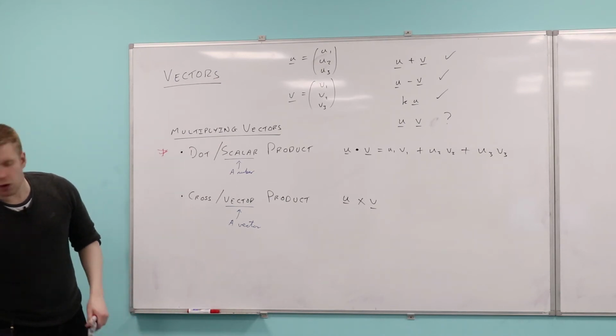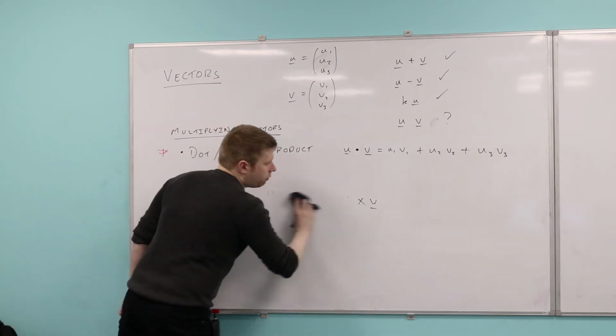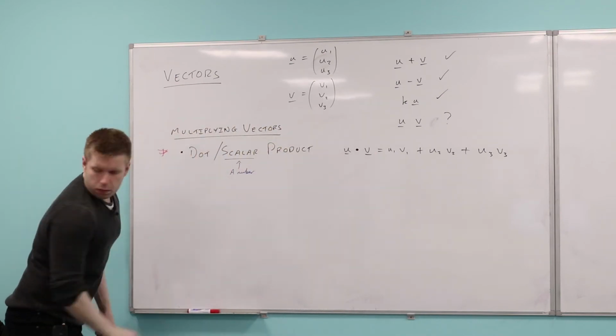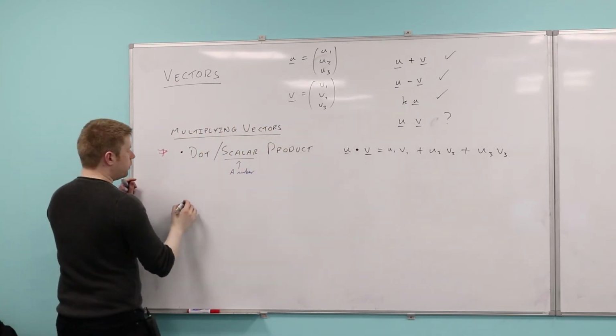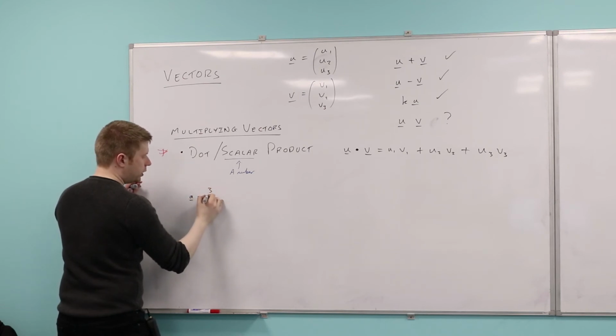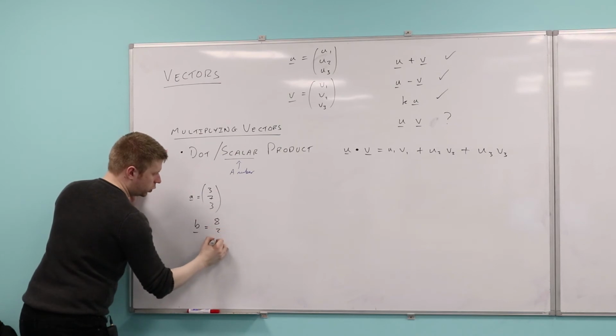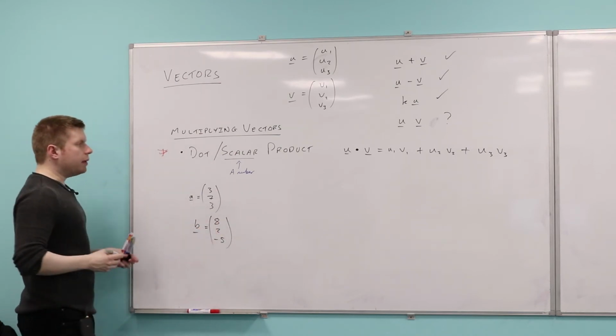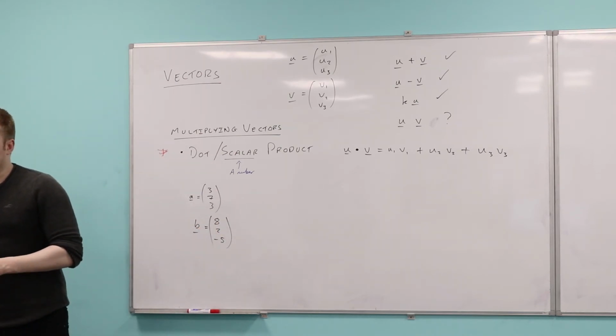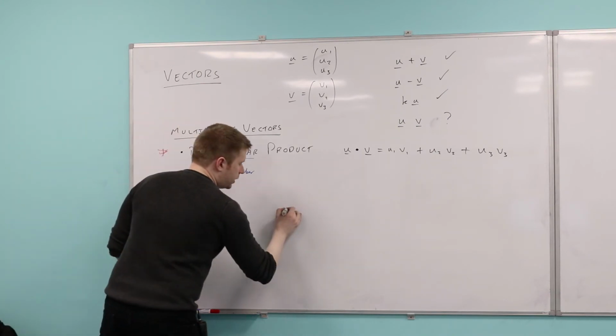Okay? So let me give you an example to have a go at. Okay? Let's suppose that I give you two vectors. a is equal to (3, 7, 3), and b is equal to (8, 2, -5). Could you find me the scalar or the dot product of those two things? So could you find me a dot b?